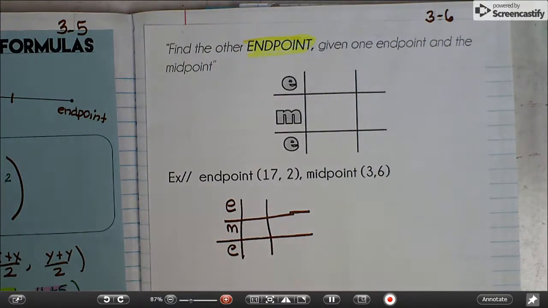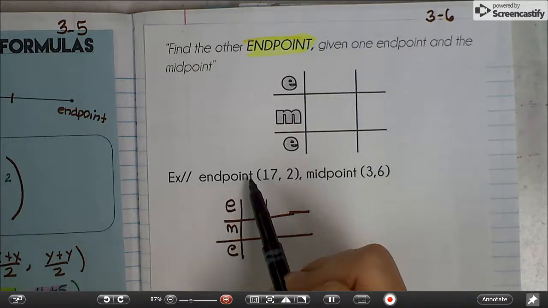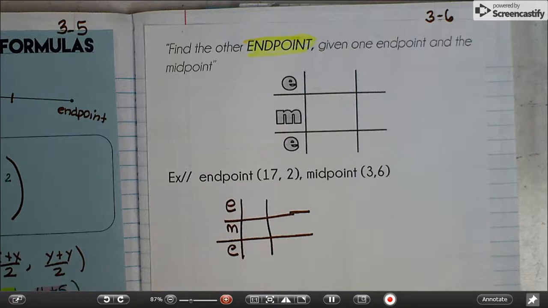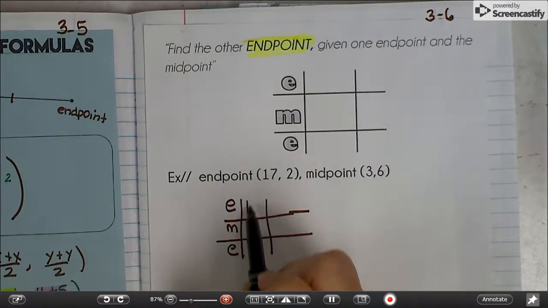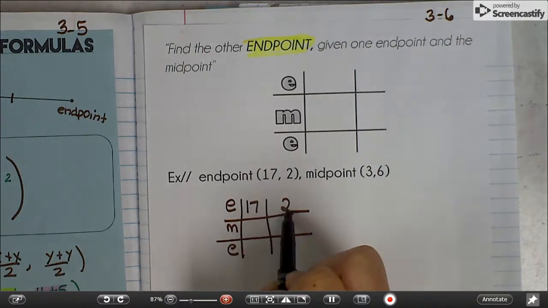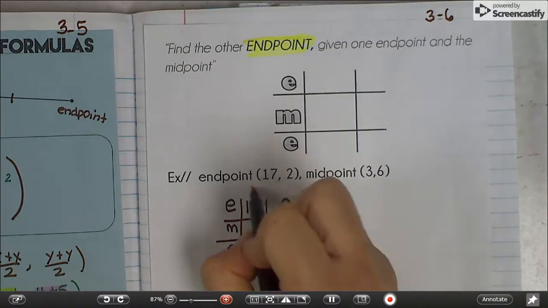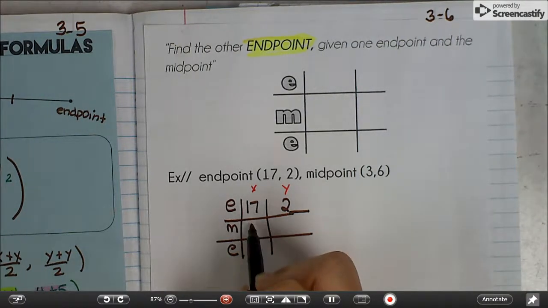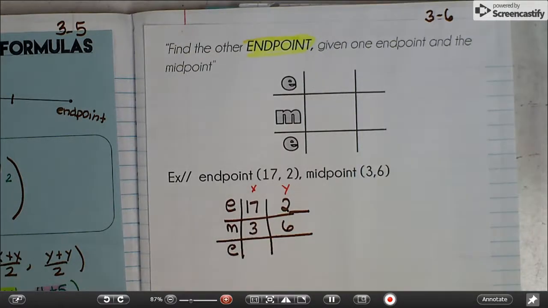Be careful though, because the endpoint and the midpoint may not always be listed in that order. They might list the midpoint first, and if that happens, you need to be very careful that you put it in the right spot. The endpoint is 17, 2. So we're really basically doing x, y here. I don't usually label that, but it's there. And then the midpoint is 3, 6.